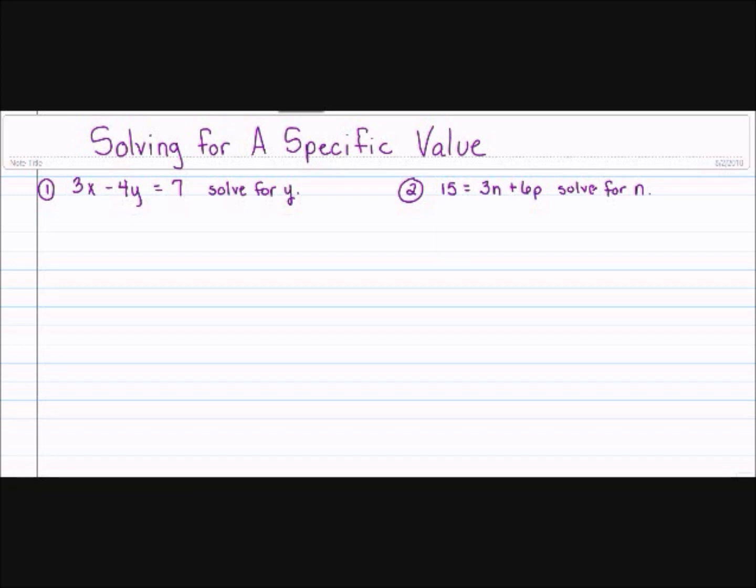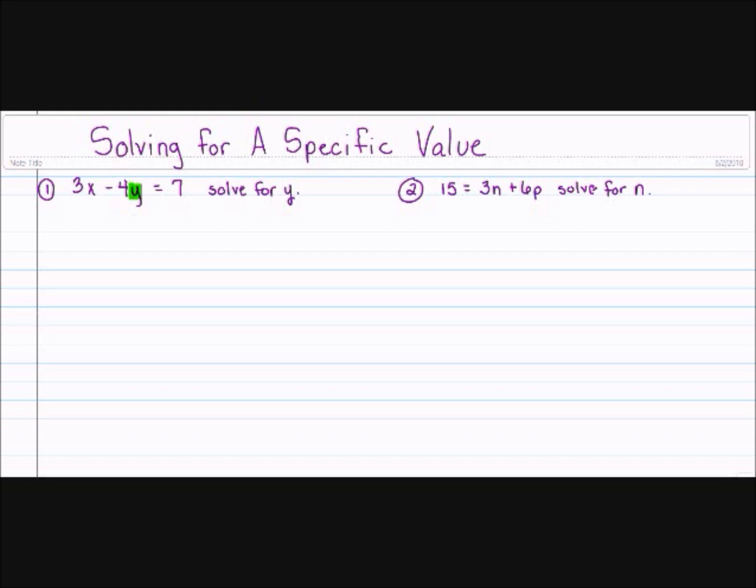Solving for a specific value. Many times you'll see an equation with more than one variable in it, and they're going to ask you to solve for one specific variable. And you're going to do this applying the addition, subtraction, multiplication, and division properties of equalities. Now, this problem here is going to ask us to solve for y. So I want to get y all by itself.